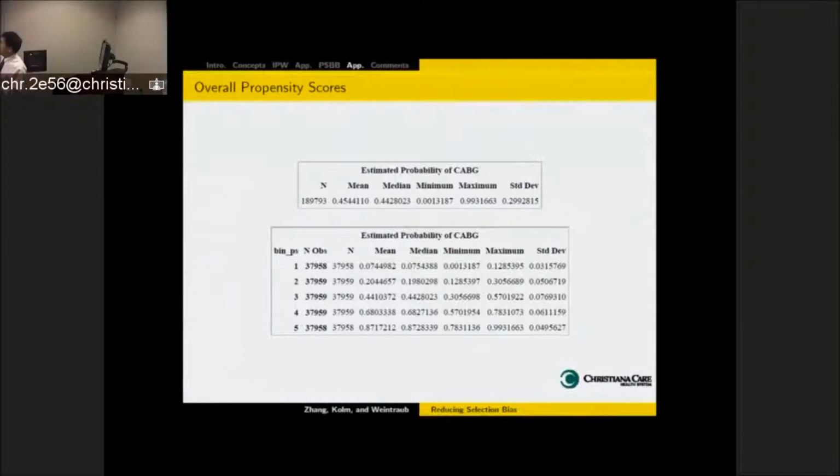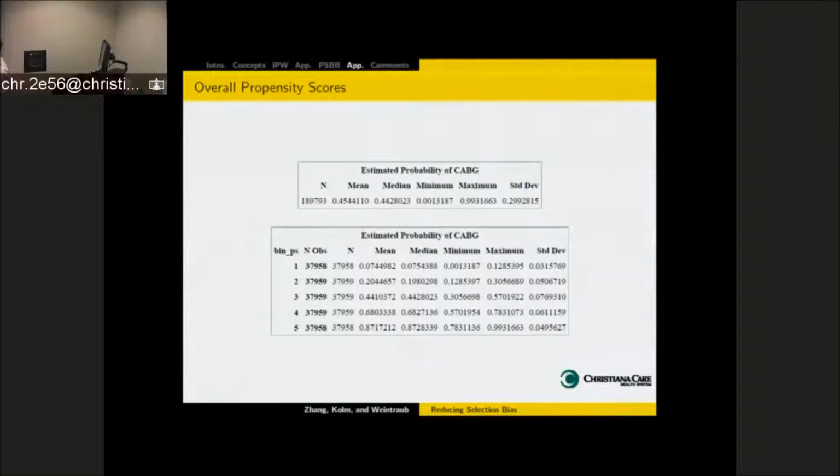And this is the basic results for propensity score. By using propensity score, we first divided all of the patients. Here, the patient is all of the patients. And here we see the estimated probability of CABG, which means for the patient who had the PCI, we also estimated the probability of getting the CABG. And then we divided into almost equally five strata.